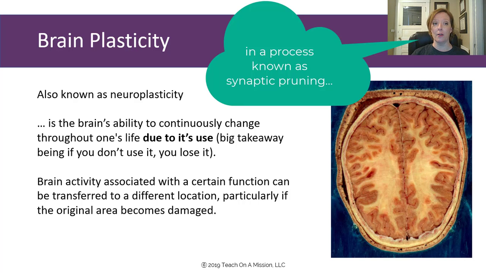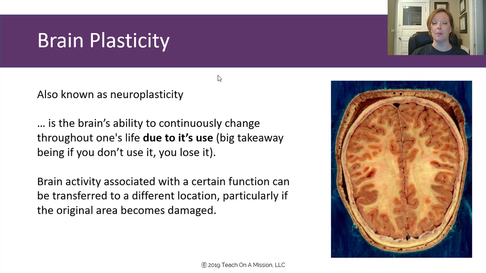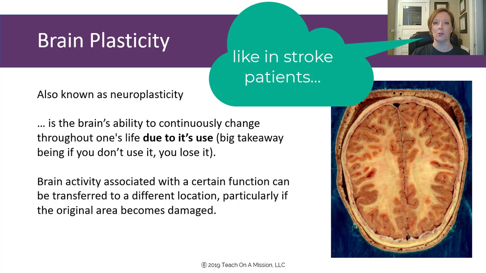Another way that we see brain plasticity is that brain activity associated with a certain function can be transferred to a different location, particularly if the original area becomes damaged. So it's like if you're on an interstate and you have to detour off. You can still get to where you're going. It may not be the most direct path and it may not be the easiest route, but the brain will sometimes kind of make detours in itself to move around injuries or lesions of some sort.